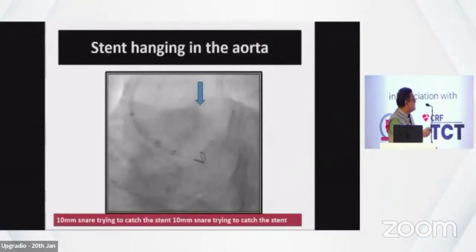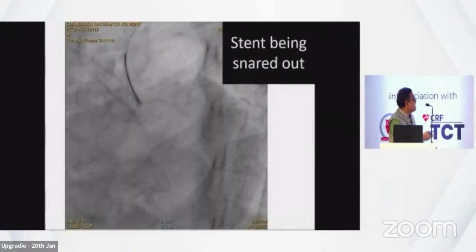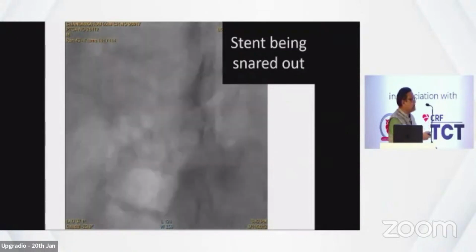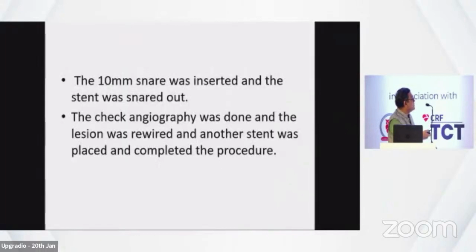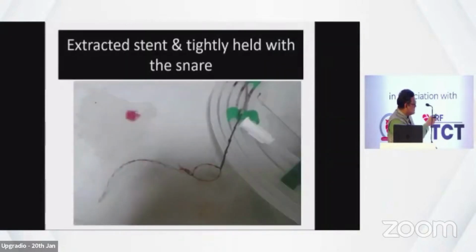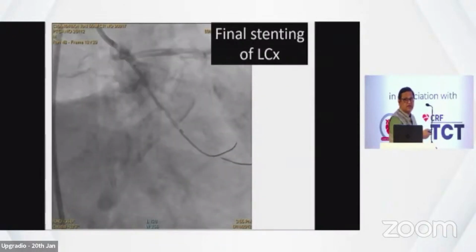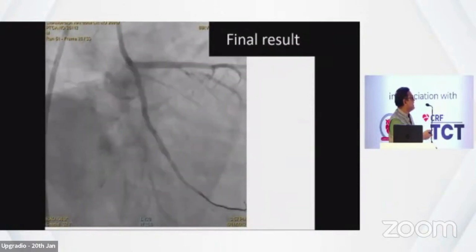So finally, you can see that this stent is hanging, part of it in the aorta, part of it in the left main. So the gooseneck snare was taken, and you will see how it is pulling out this stent. This is the stent being snared out. This is that snare, and this is the stent that you can see. This is the actual picture of that stent with the snare. And ultimately, after removing the stent, the circumflex was retackled, and this is the final result.